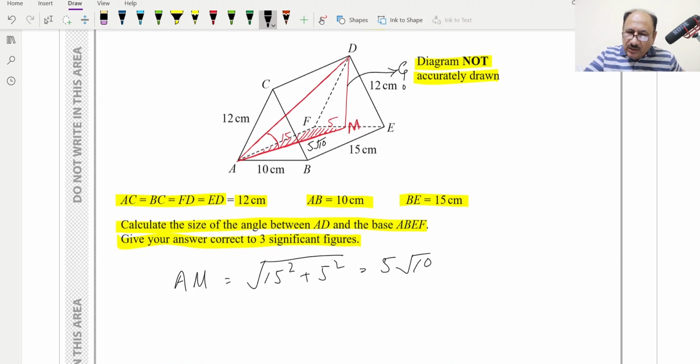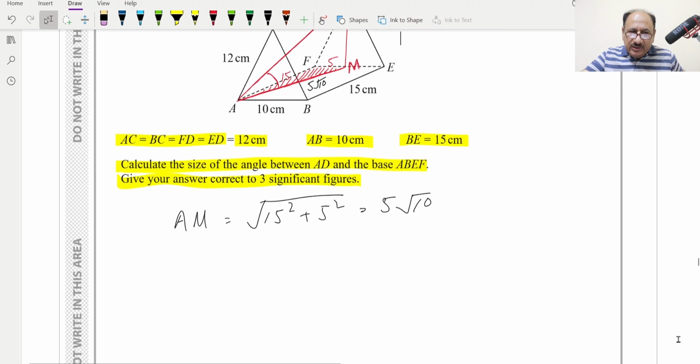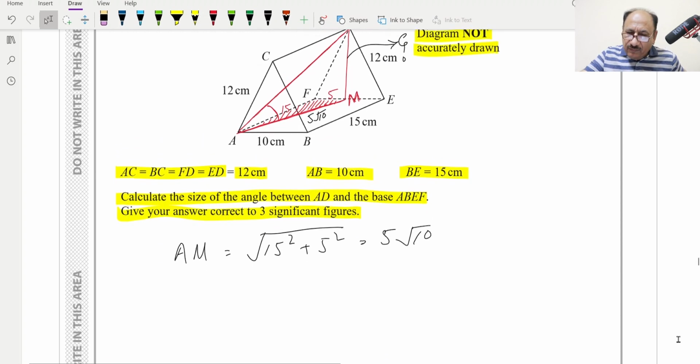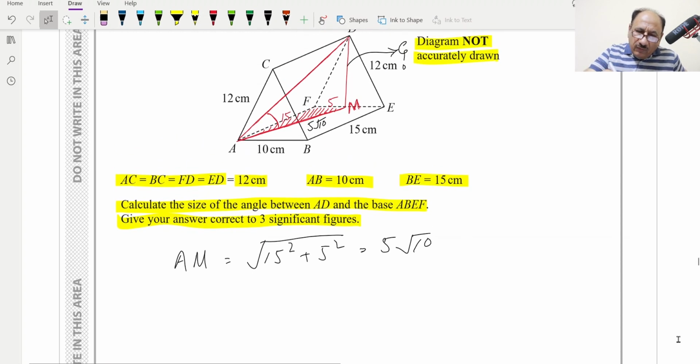So for this side DM, again we can apply Pythagoras theorem. Why? Because this is a right angled triangle. We have one side which is 5 root 10, and we have 12, and 12 squared minus 5 root 10 squared.